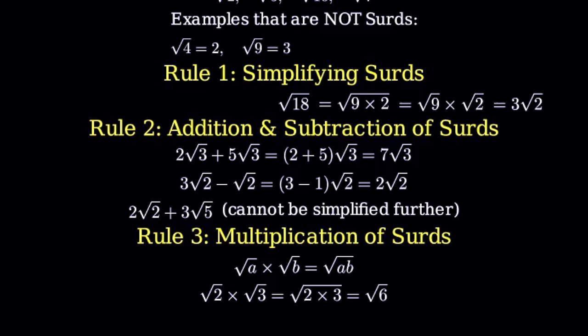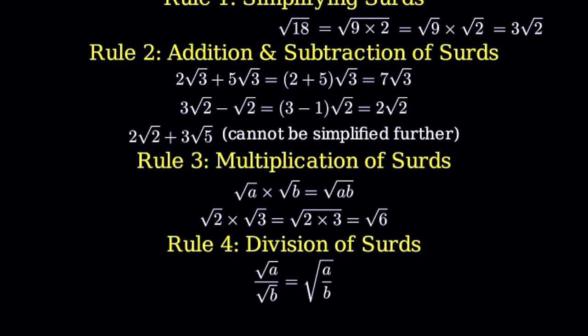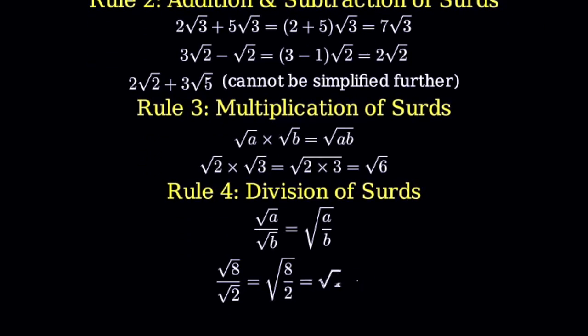Rule 4 deals with division. Similar to multiplication, you divide the numbers under the root signs. The rule states the square root of a divided by the square root of b is equal to the square root of a divided by b. For instance, the square root of 8 divided by the square root of 2 equals the square root of 8 divided by 2, which is the square root of 4. And since 4 is a perfect square, this simplifies further to 2.